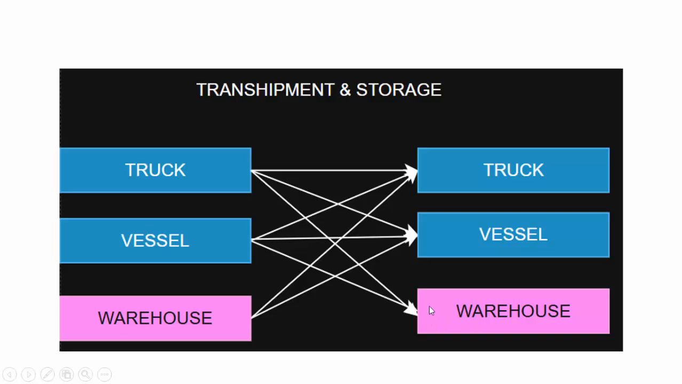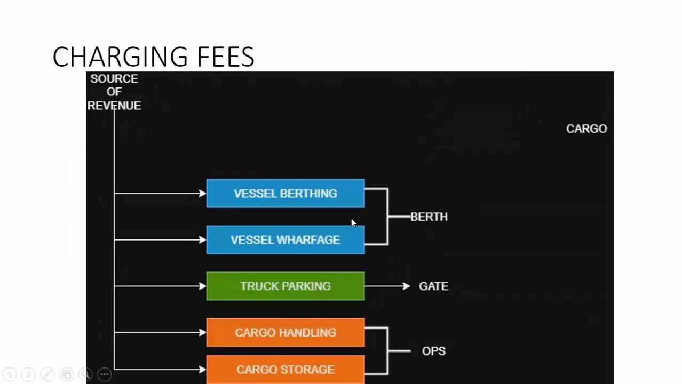warehouse. But since we have one warehouse, the cargo only can move from warehouse to truck or vessel. It cannot move from warehouse to another warehouse because we only have one warehouse. So this diagram shows the transshipment and storage. Transshipments are these four blocks, the movement which is done in these four blocks, and the storage is in this pink color. Also, the transshipment is called handling.